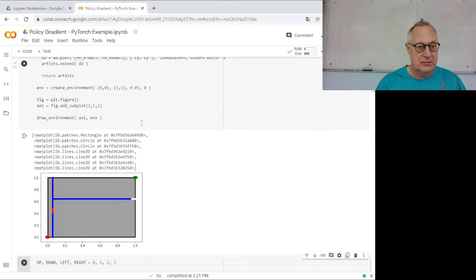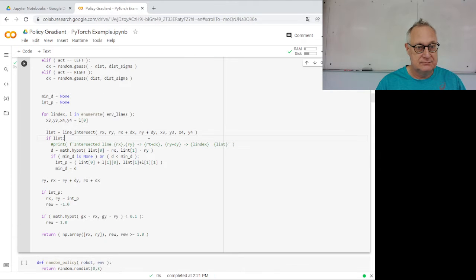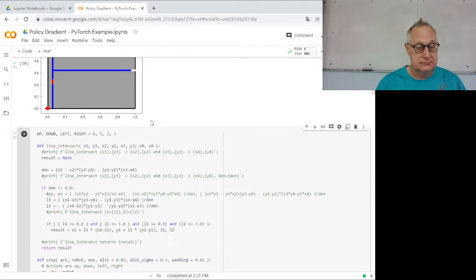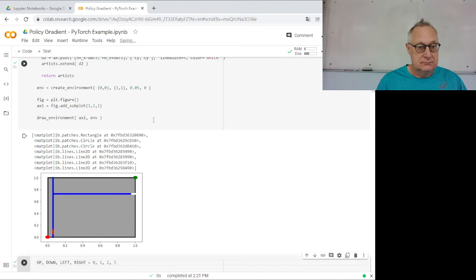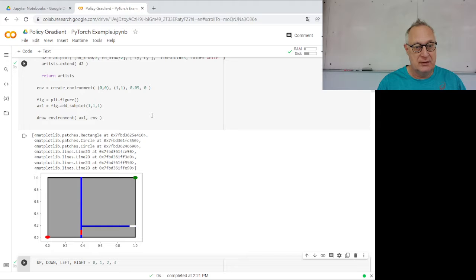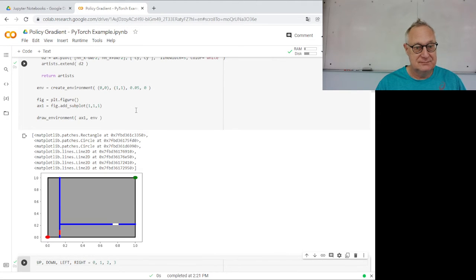Let me try and find one that is not quite so extreme, where the doors are a little bit more in the center. Okay, let's take this one.